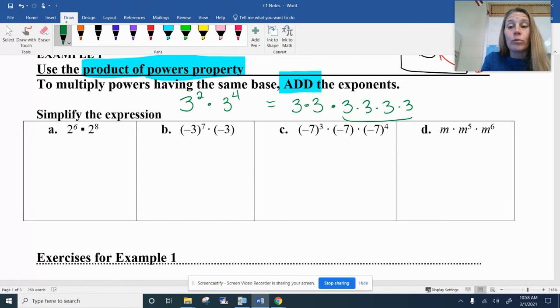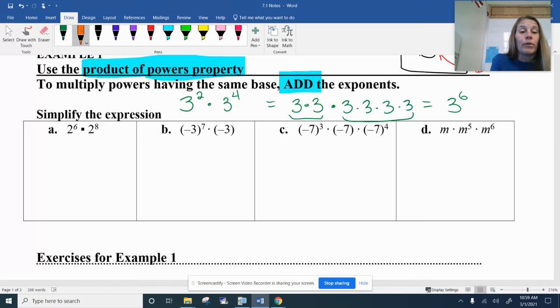Okay, so here's my group of 4, here's my group of 2. So altogether, I'm multiplying 3 by itself 6 times. So the shorthand way to do that is simply to just add the 2 exponents, because then you know how many times that base number is going to be multiplied by itself. So for this first example then, we would add up the 6 and the 8 and get 14. So it's 2 to the 14th power.